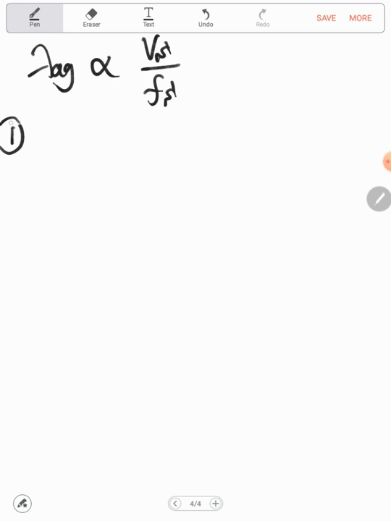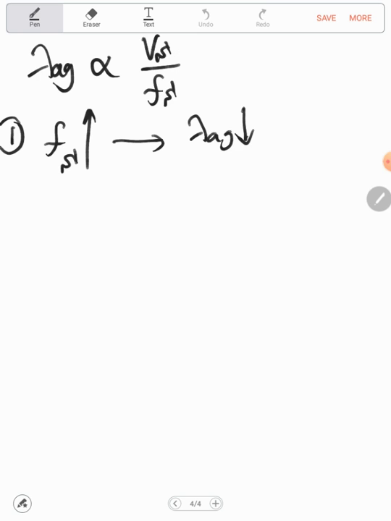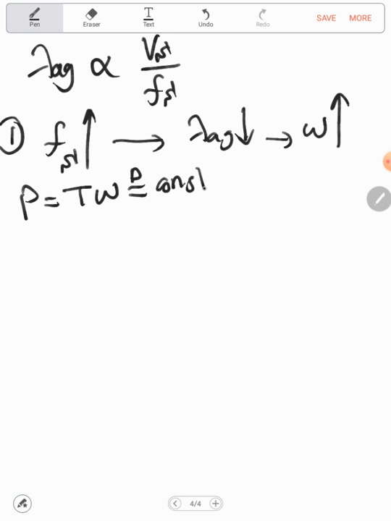The first one, increasing Fs. If Fs increases, this means that while the voltage is maintained constant at rated value, of course, the flux in the gap will be reduced. And if we recall the torque speed characteristic, increasing the frequency will increase the synchronous speed, which means that it will reduce the torque. So simply this implies that omega will be increased, but such that the torque multiplied by the omega, which equals the power, must be constant. And simply this is called the frequency control.